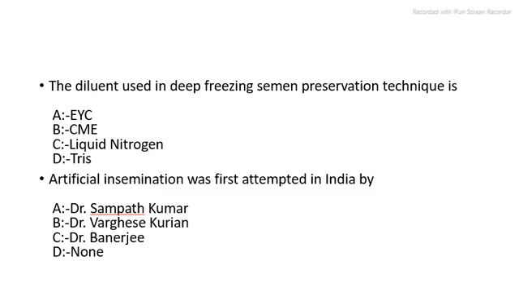Next question, artificial insemination was first attempted in India by option A Dr. Sambat Kumar, option B Dr. Varghese Kurian, option C Dr. Banerjee, option D none. So the artificial insemination was first attempted in India by Dr. Sambat Kumar. So the option A is the correct answer.